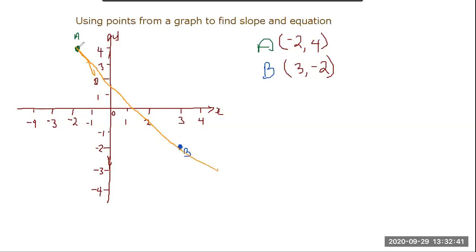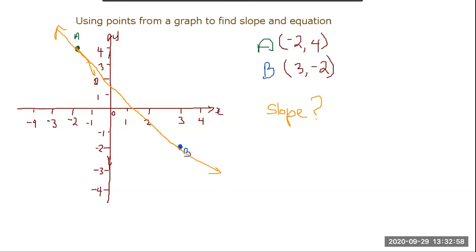All right, draw through it. So I'm going to put an arrow there. So that's that line. And then the question is, what's the slope? Okay. So when we're looking at using points from a graph to find the slope.